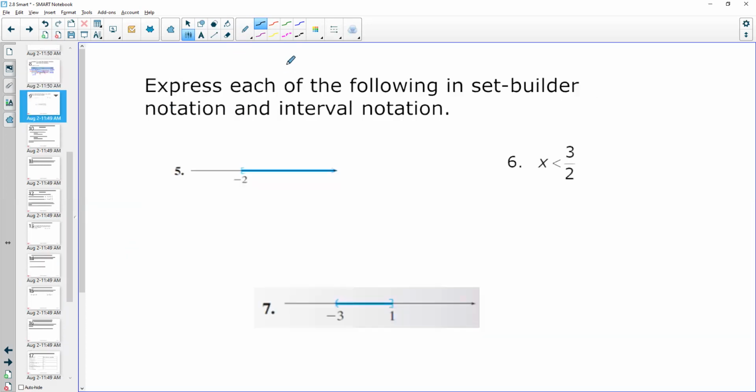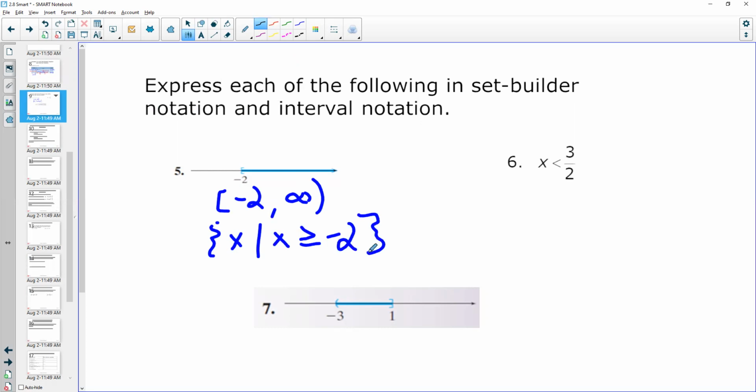All right, so we're going to do set builder and interval for each of these. If you want to pause and try them yourself, it's not a bad idea, but go ahead. So this one is a hard bracket at -2 and going towards infinity. The set builder is going to be x where x is greater than or equal to -2. I know that because of the hard bracket.